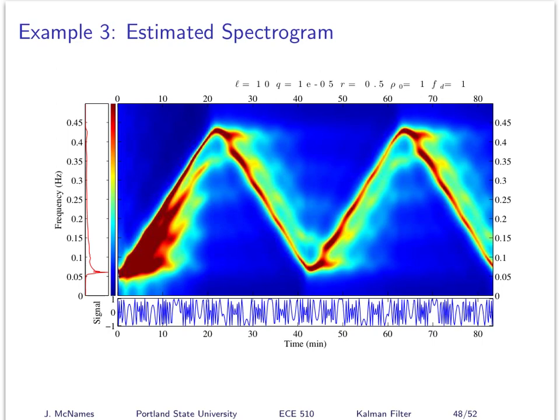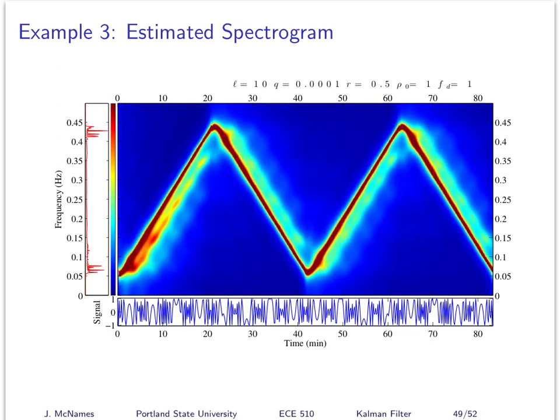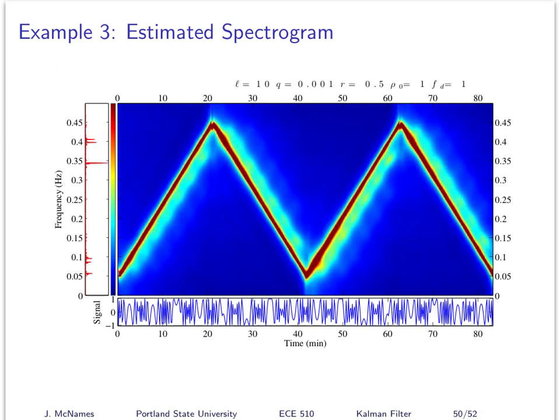I did linear smoothing. Well, in this case I'm not using smoothing, so that's what causes the sort of shadow to the right and why it's not on the left. It's not going both ways, it's just causal. And as we turn Q up, it gets better and better. And this is probably about as good as it gets.